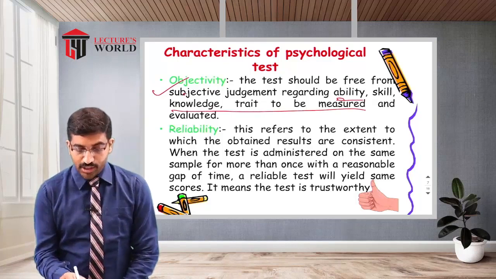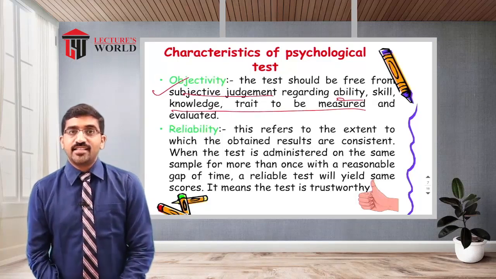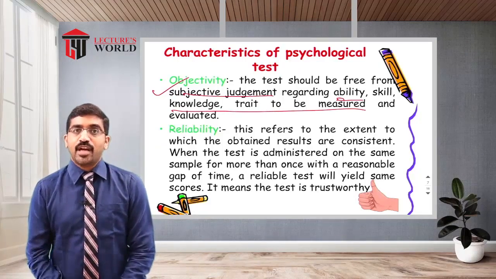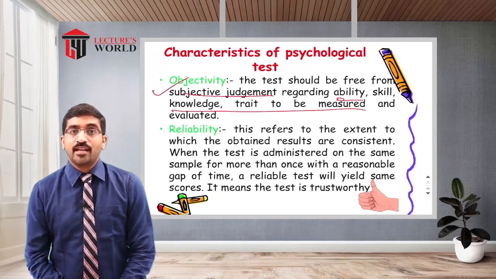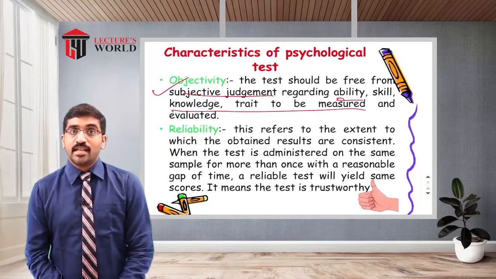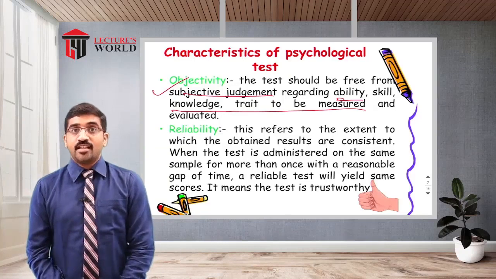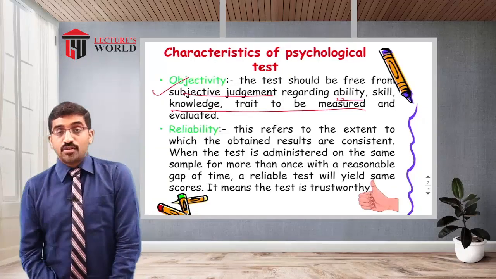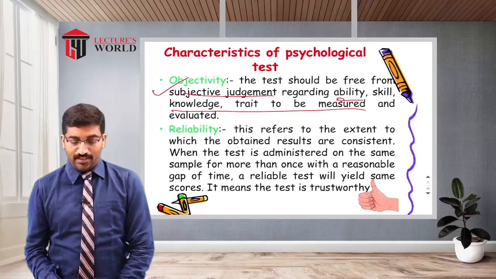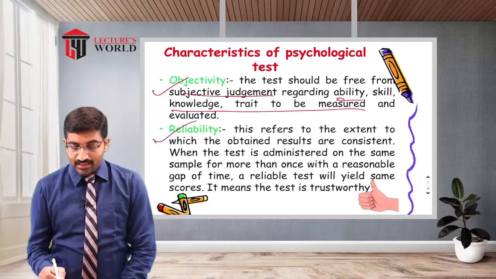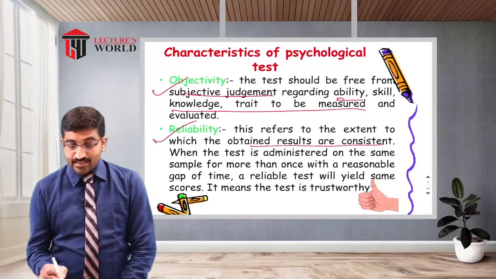Free from judgment. I should not judge. This person is a nursing student, so I should not ask anything related to the brain. The brain is related to the nervous system, and the nervous system is studied by neurologists, nursing students won't understand. No, this is not like that. You have to be very much objective. Reliability. Reliability means whether your results are consistent or not.